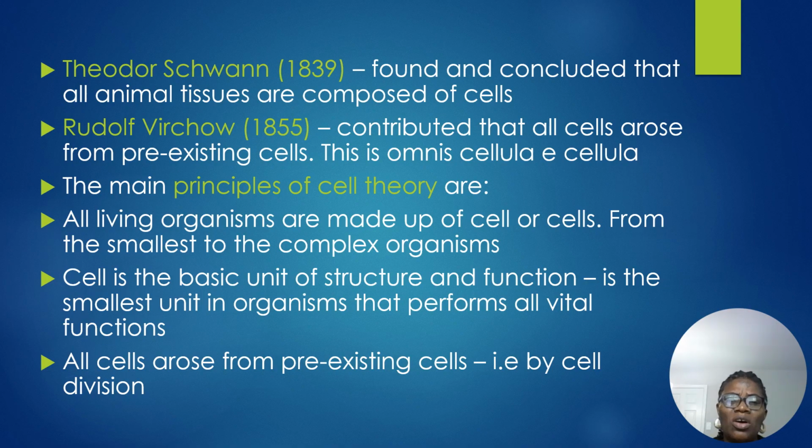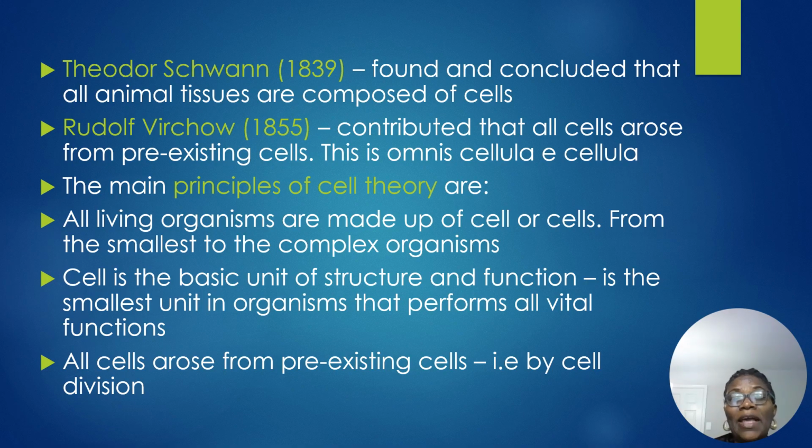So from all these findings, we could deduce three main principles of cell theory. One, that all living organisms are made up of cell. That is, all living organisms are made up of at least a cell. It may be a cell or more than one cell, from the simplest, that is the smallest organism, to the most complex organism.